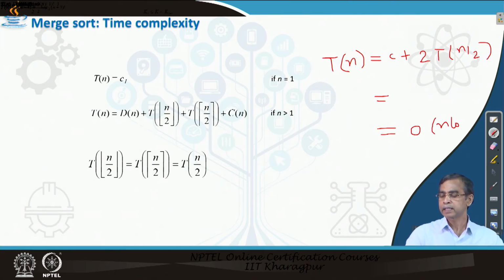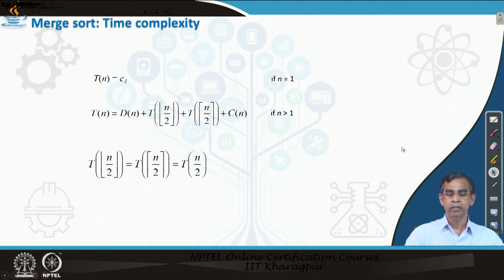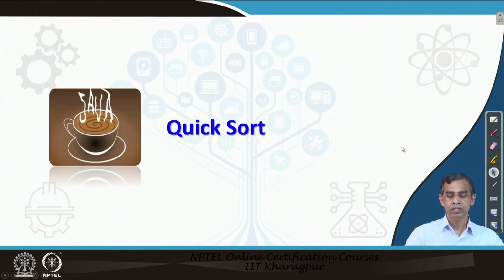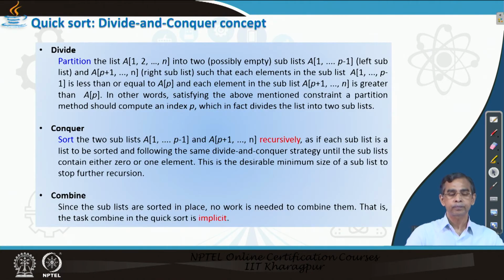So, that detailed discussion of the calculation you can find in any standard book including the classic data structure book also. The details about this step are discussed. Okay, so, this is the procedure about the merge sort. Now, let us discuss the quick sort.